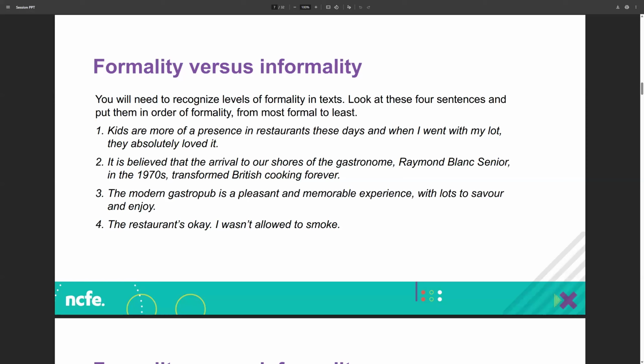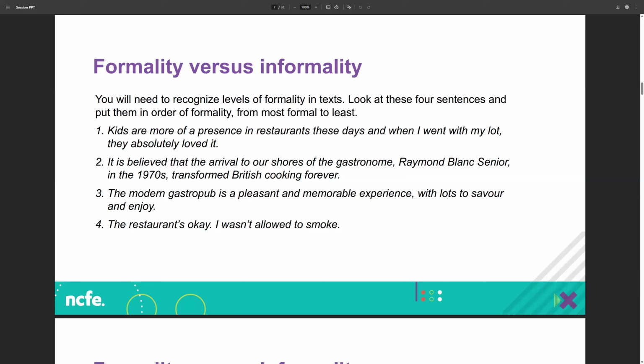Okay, let's think about this, okay? If you were thinking of someone who is very formal, they speak very formally, do you think they would speak like that? Read out the sentences to yourself. So, the restaurant's okay. I wasn't allowed to smoke. Or the modern gastropub is a pleasant and memorable experience with lots to savor and enjoy. Do you know what I mean?